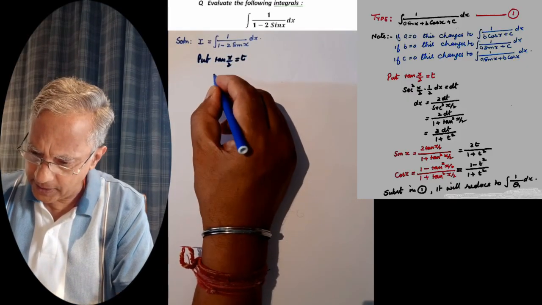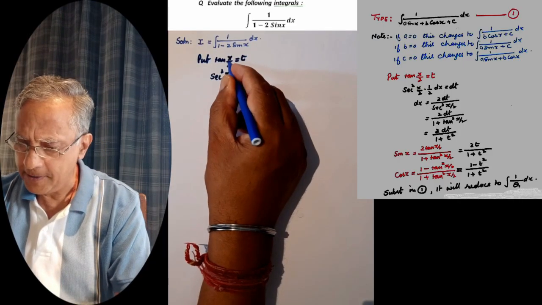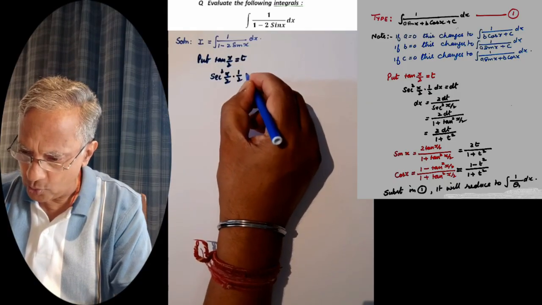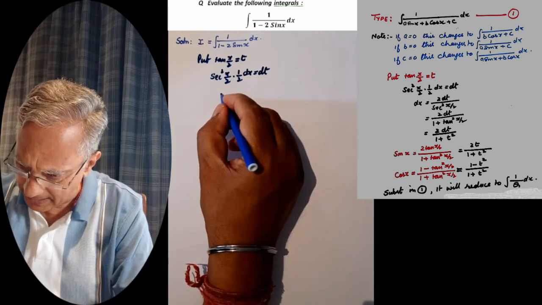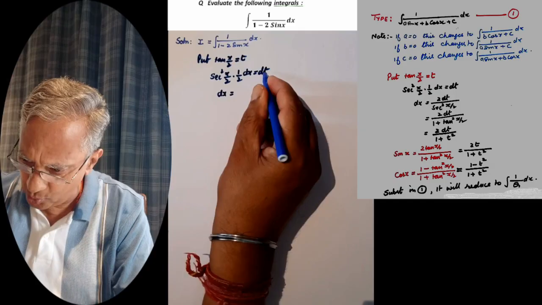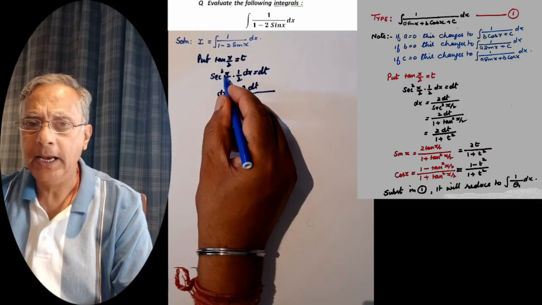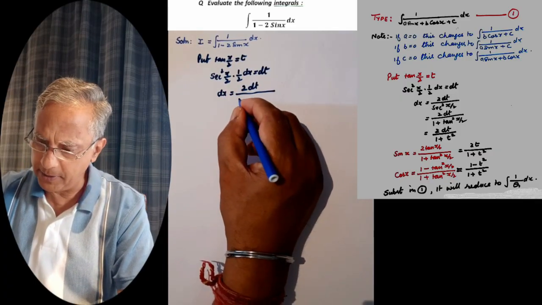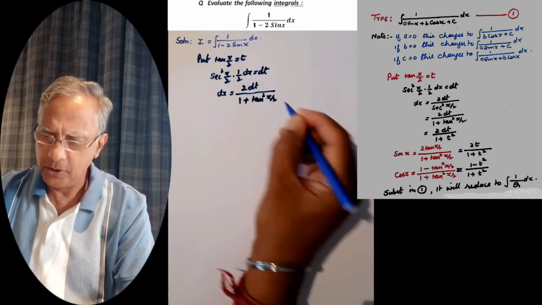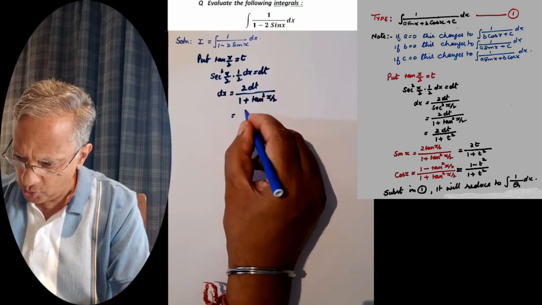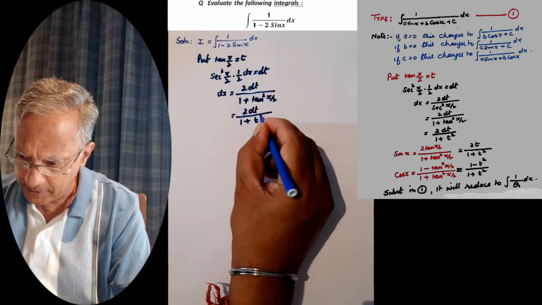Now differentiate this, we will get secant square x by 2 into differentiation of inner function, that is 1 by 2, dx is equal to dt. And this implies dx is equal to 2 dt over secant square x by 2. And secant square x by 2 can be written as 1 plus tan square x by 2. And this is equal to 2 dt over 1 plus t square.